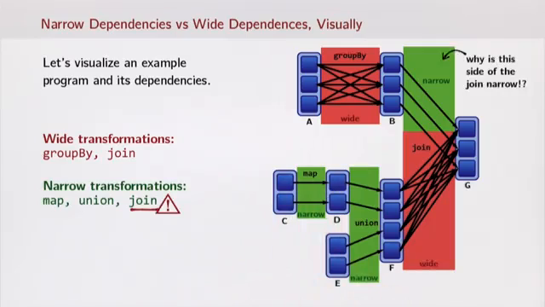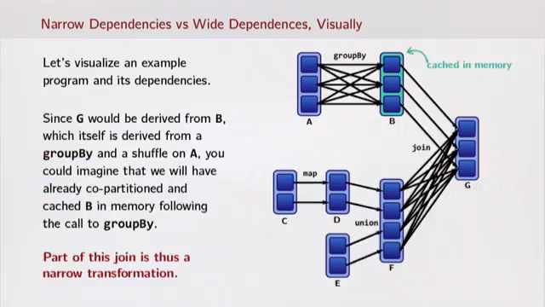Well, hang on a second, you might be asking yourself, why is this side of the join narrow? And the simple answer is that if you looked at the code, you probably cached B in memory because you knew you were doing a group by key, which does partitioning already. So you want to keep that partitioning in place when you reuse B. So said simply, B then is already co-partitioned. It's already partitioned and cached in memory following the call to this group by here. That's why this part of the join can have narrow dependencies.